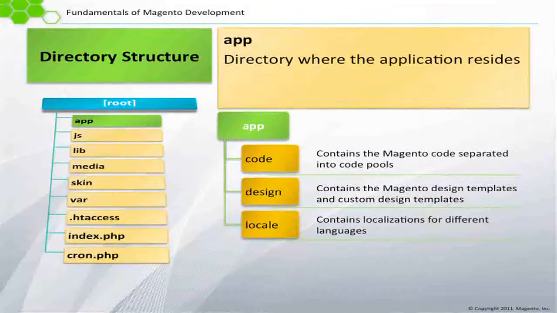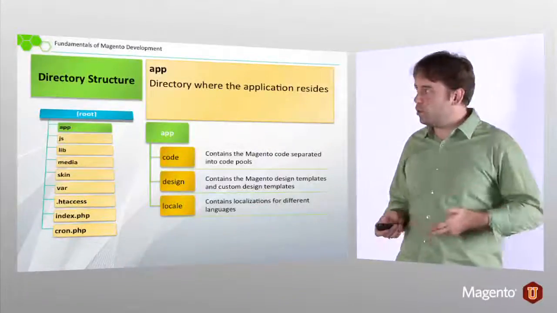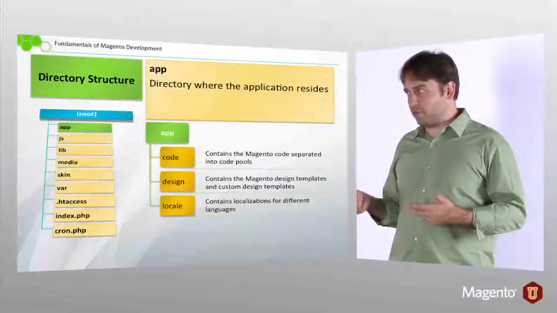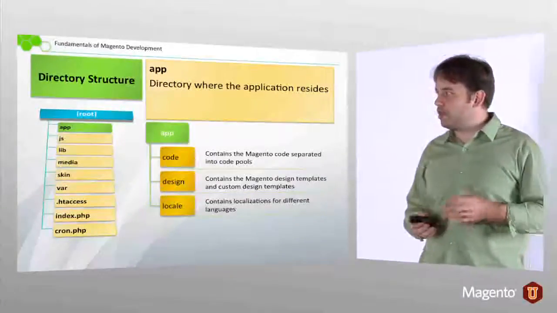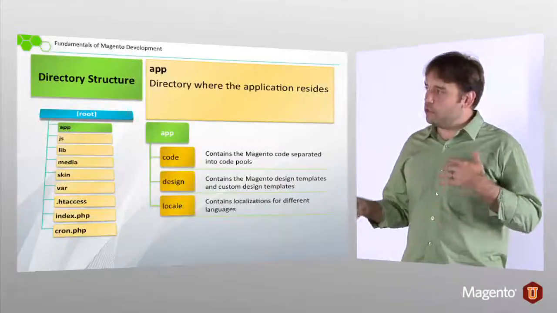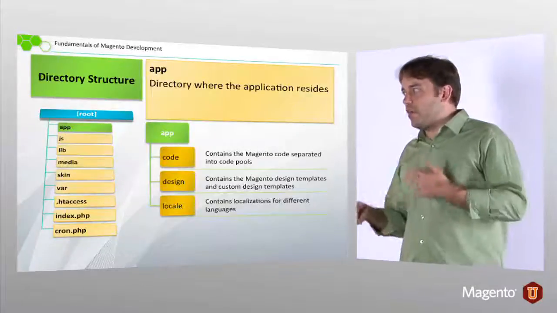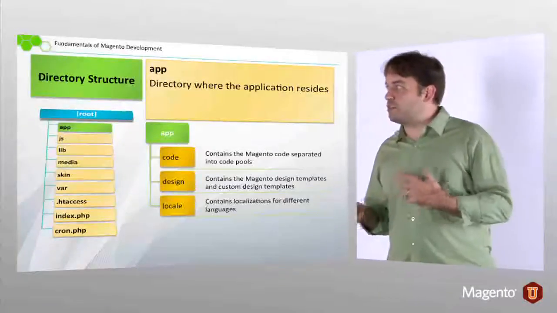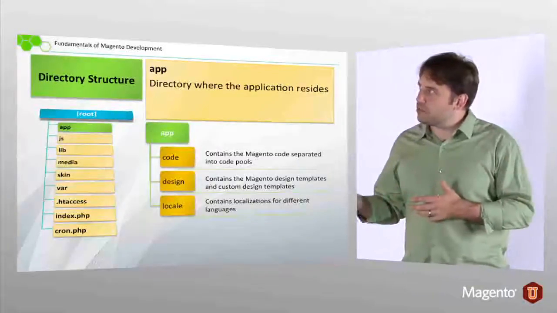So the app folder, this is where all of the big stuff happens. In the app folder, you have code, which contains all of the code pools: community, core, and local. You have the design folder, and this is where your templates and layout and some of your locale things are, if you're using some kind of custom translation files. And you actually have the locale folder itself, for different languages.